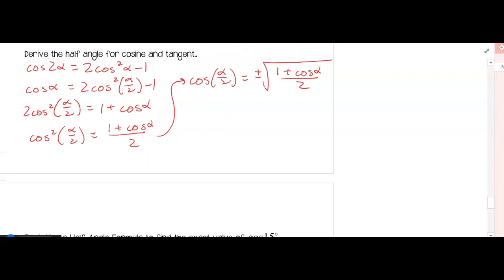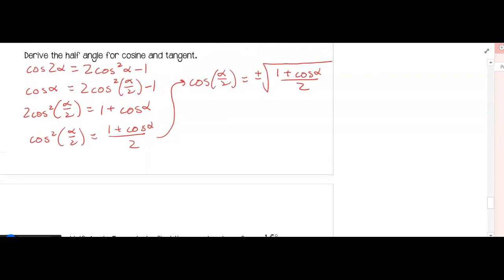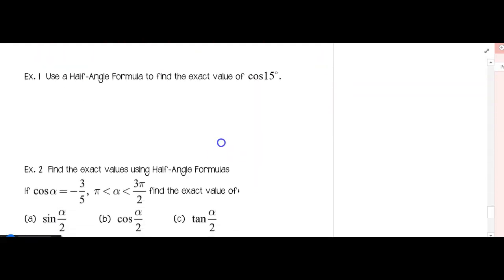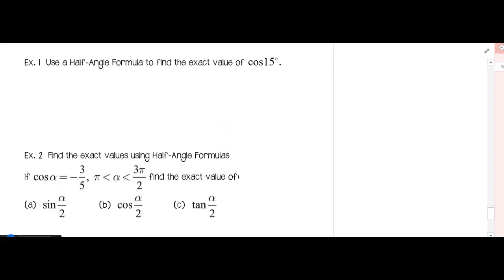Alright, so if you have questions about those, make sure that you check in with me and get your questions answered. Let's go ahead and take a look at some examples here. So we're going to use the half angle formula to find the exact value of cosine 15. So cosine 15 degrees is really cosine of 30 degrees divided by 2. So make sure your parentheses, when you simplify it, give you the angle that you're working with.